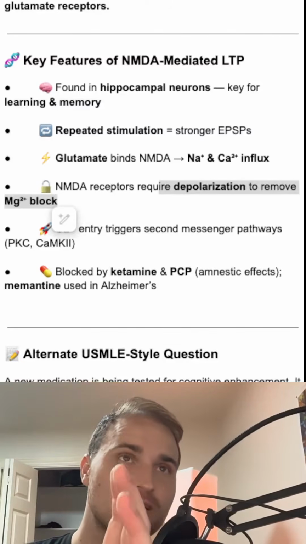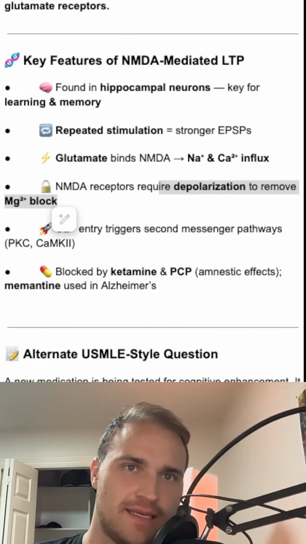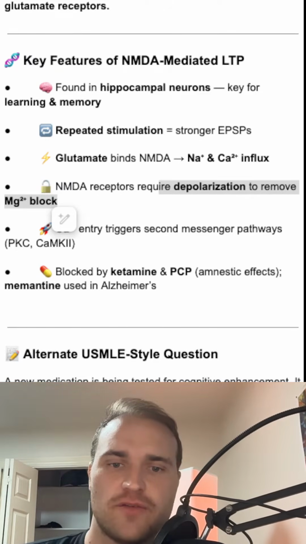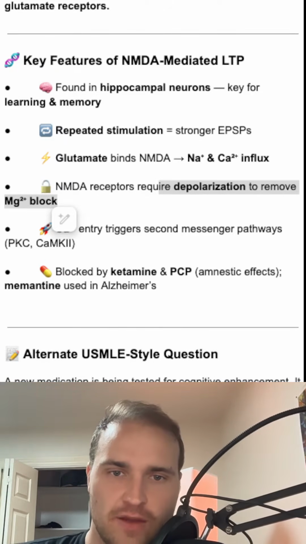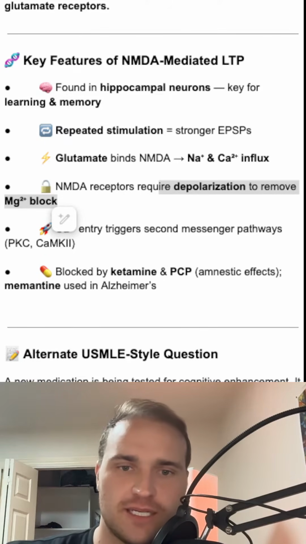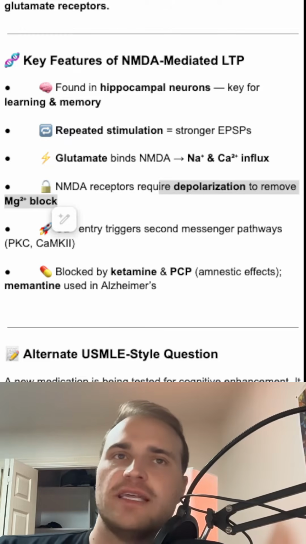The main excitatory neurotransmitter is going to be glutamate. It induces postsynaptic neuron depolarization and calcium entry through the NMDA receptor. Your brain literally rewires itself when you learn. It's called long-term potentiation, and it happens due to the NMDA receptor.